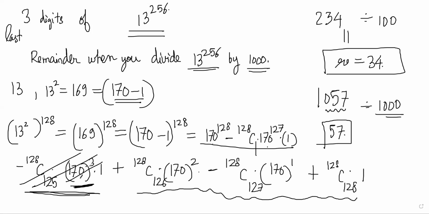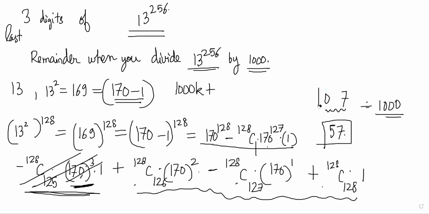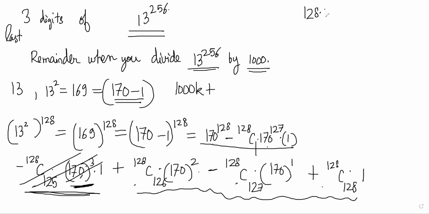So basically, everything else can be written as 1000 times k plus these three terms, right? Right. So that will be the remainder. If you find the value of these three terms, that will be my remainder when I divide by 1000, right? Yeah. So this term is 128 into 127 by 2 into 170 square.